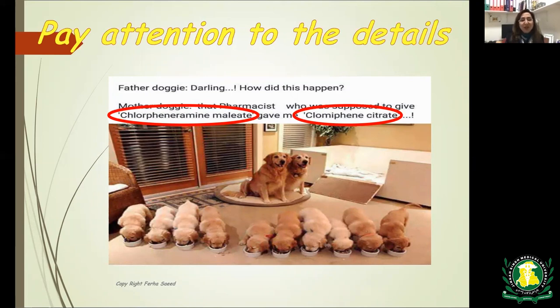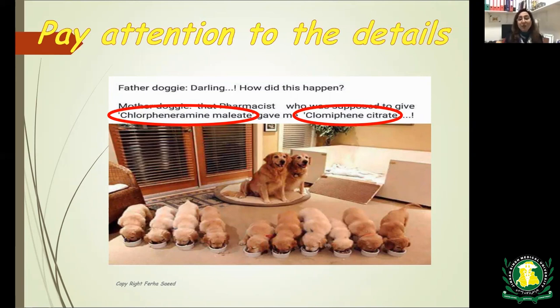So father doggy asked, darling, how did this happen? And mother doggy said, I went to the pharmacist who had given me chlorpheniramine, but I found out the tablet I was eating was clomiphene citrate. So that's why I had this multiple births. So pay attention to the detail when you're monitoring the baby using CTG.